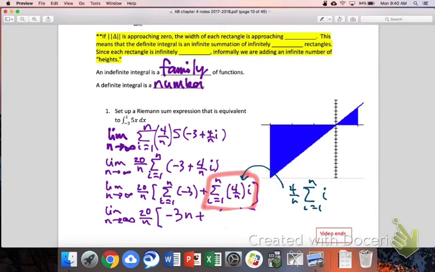So 4 over n times n plus 1 over 2, right? Does that make sense now? Sorry. I definitely just forgot that. Okay, so the first term is still right. Let's redo that second term.